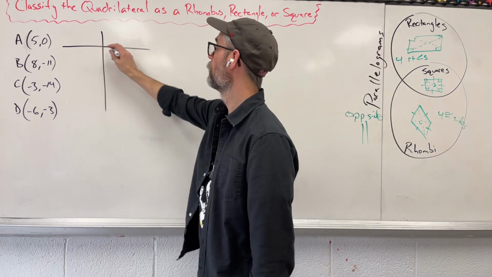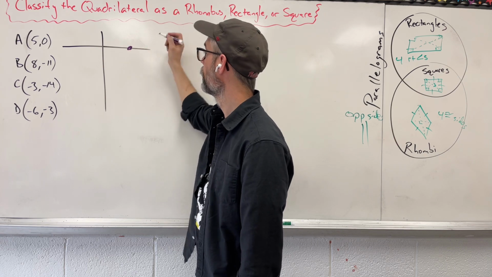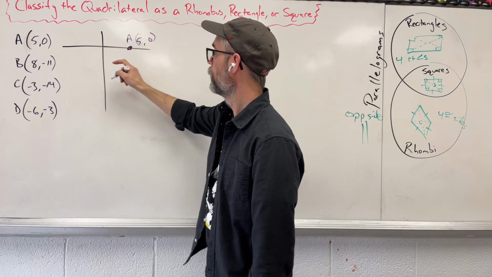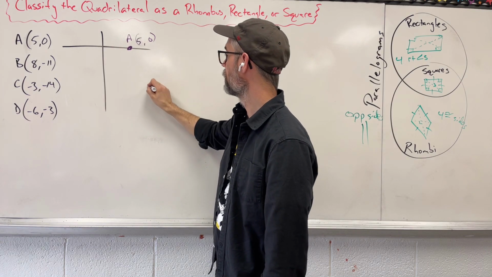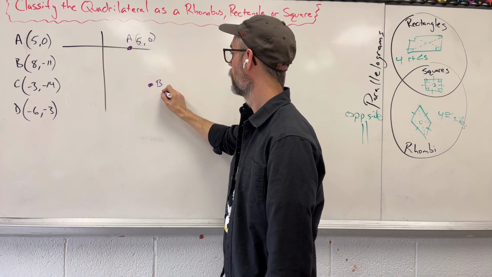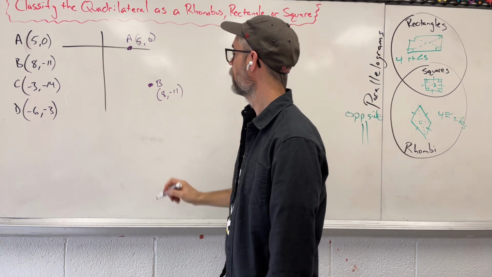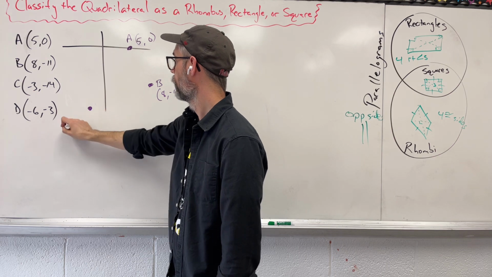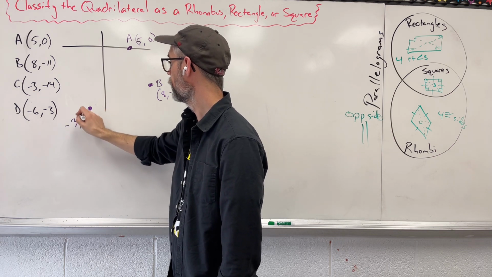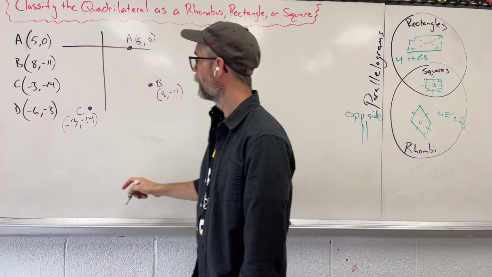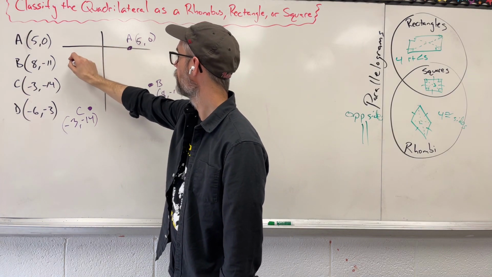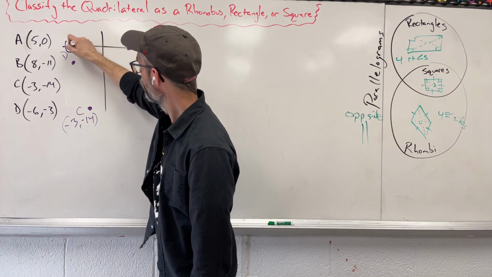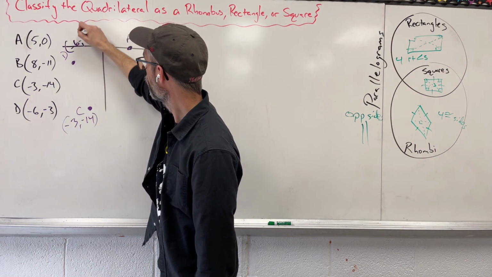I know 5, 0. I'm going over. I'm somewhere on this line. 5, 0, that's A. B, I'm going over, I'm going down, I get a negative 11. C, I'm going backwards, going down even further: negative 3, negative 14, and that's C. And D, I go back a little and then down. D is negative 6, negative 3.